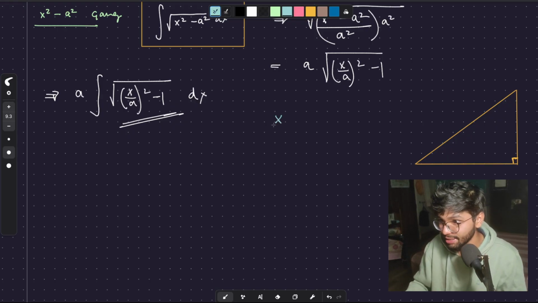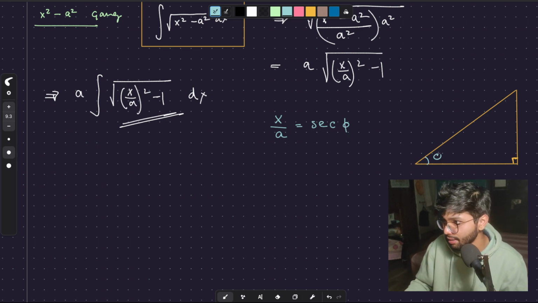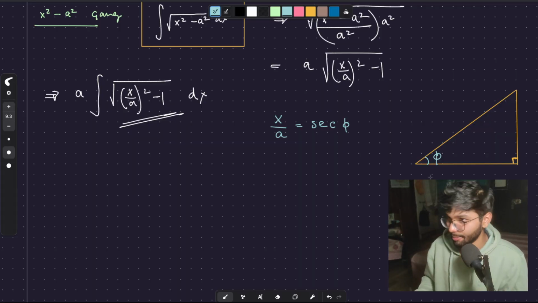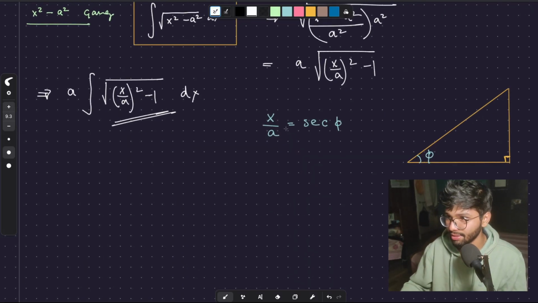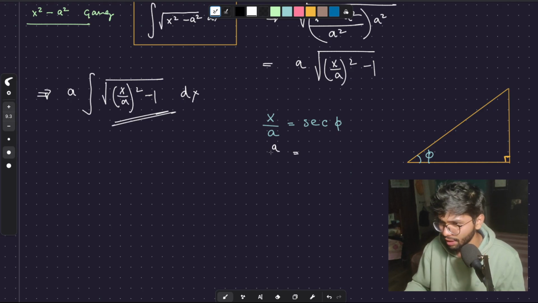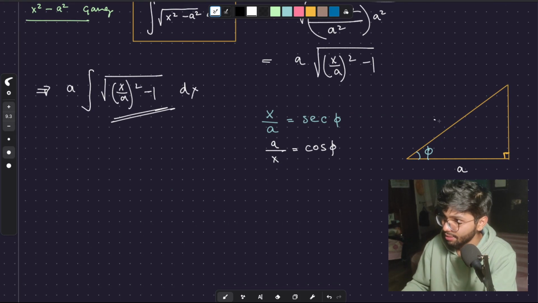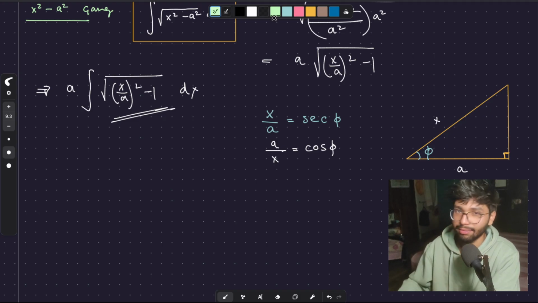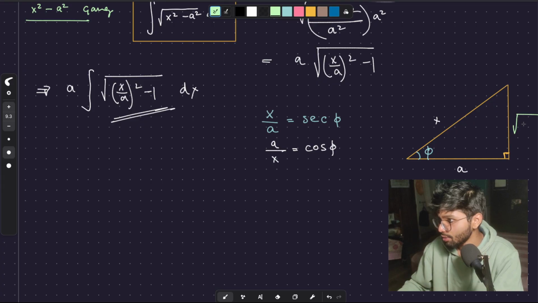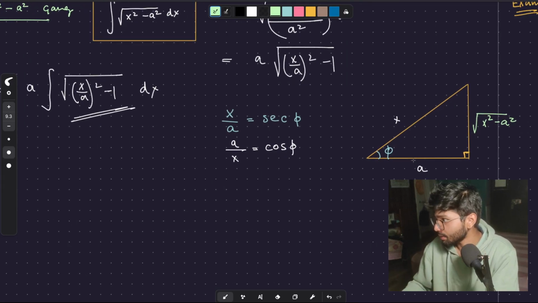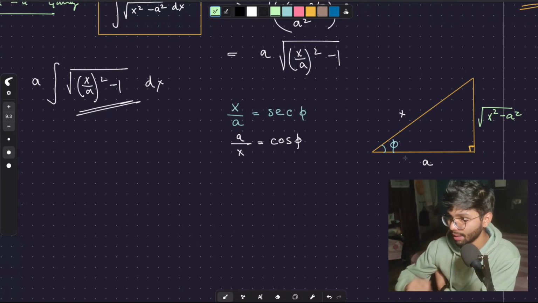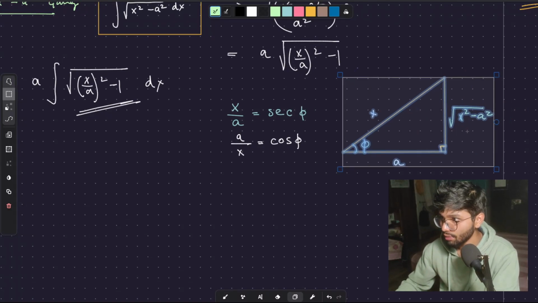Let's take x over a to be the secant, not the tangent, but the secant of some arbitrary angle phi, and we're going to make this angle phi over here. Great. So if this is secant, then it's the reciprocal of the cosine. So a over x is cosine of phi. That will help us find that this side is a, this is x, and then by the Pythagorean theorem, this is going to be the square root of x squared minus a squared. I'm going to move it over to here. Okay, great.